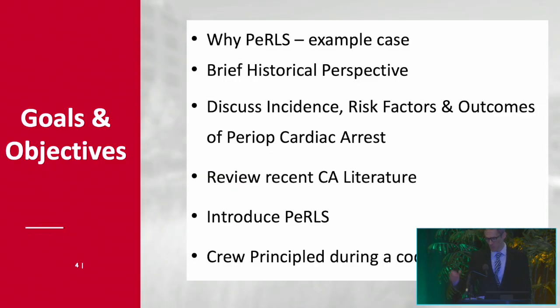So briefly, goals and objectives. We're going to talk about PEARLS. I have an example case I'll go over, a brief historical perspective because history is kind of fun. We'll talk about some of the risk factors, outcomes of perioperative cardiac arrest, talk about some of the literature about cardiac arrest in general, which applies to resuscitation in the operating room. I'll introduce PEARLS a little bit more, talk about why it's there, and talk about crew training and how to apply crew principles to resuscitation from cardiac arrest and how we modify that for the operating room.